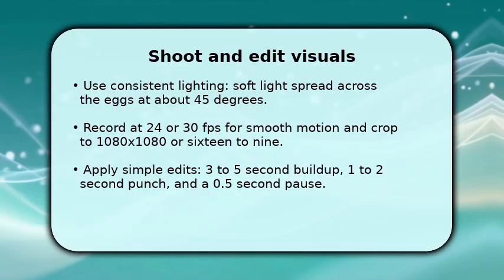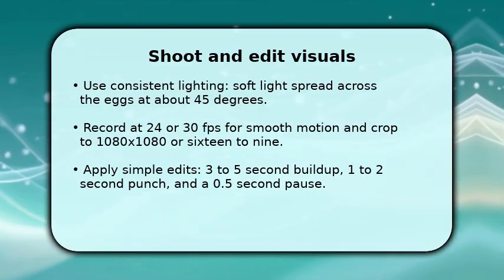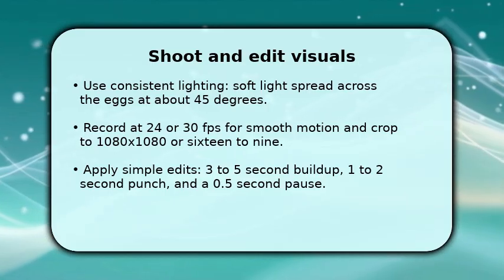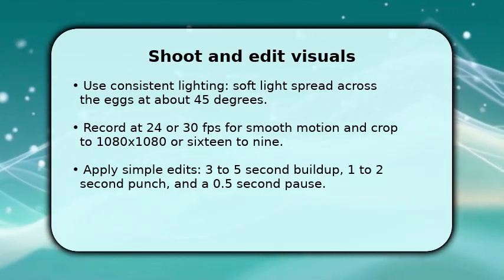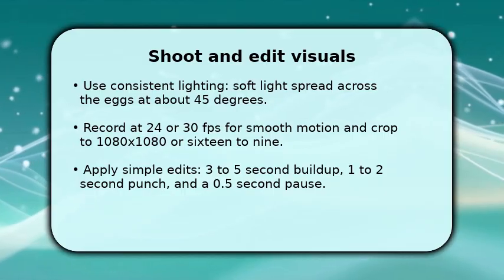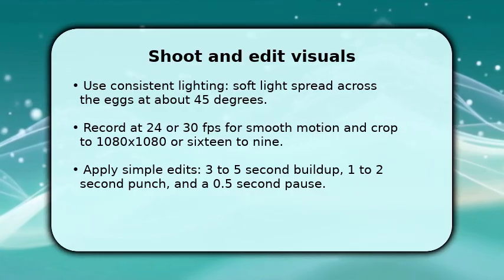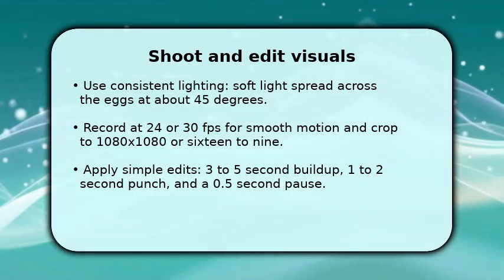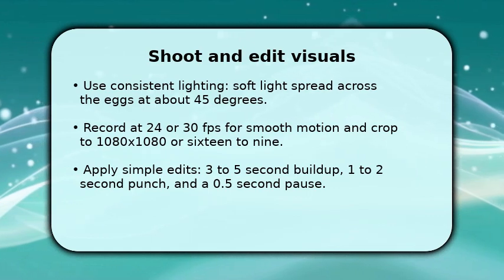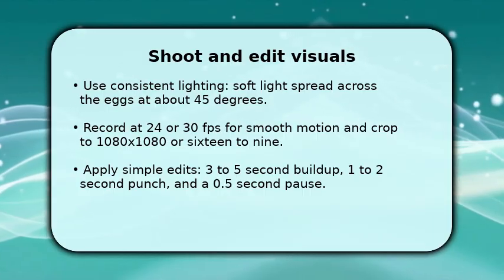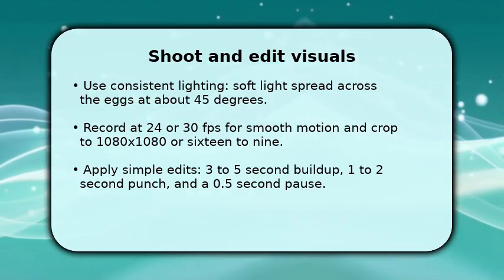Record at 24 or 30 FPS for cinematic or standard motion, and frame so you can crop cleanly to 1080 x 1080 or 16:9. In editing, build tension for 3 to 5 seconds, deliver the punchline in 1 to 2 seconds, then leave a 0.5-second pause for reaction. Keep color grading minimal and export at 1080p with a bitrate around 8 Mbps for upload.